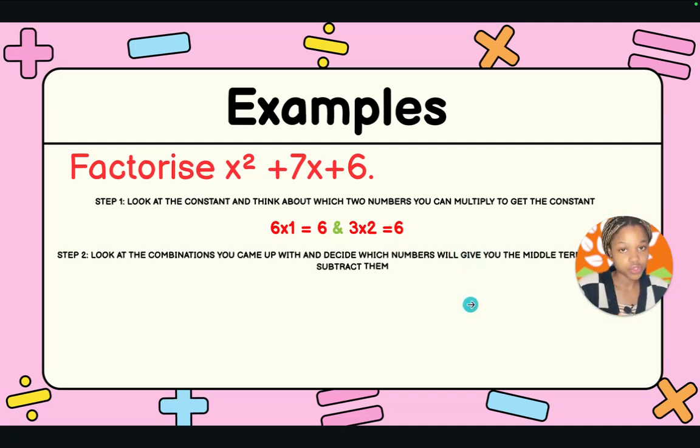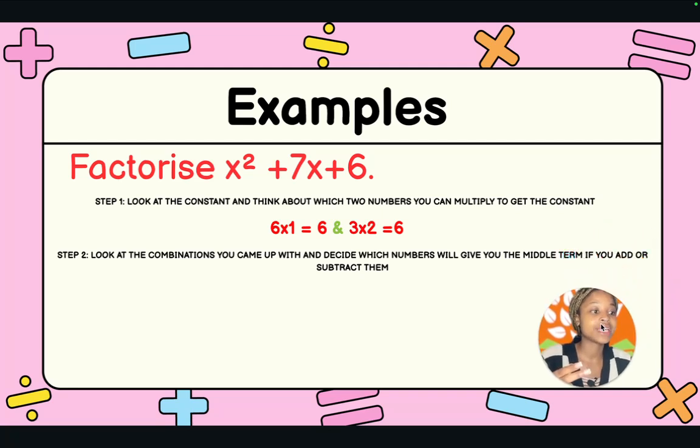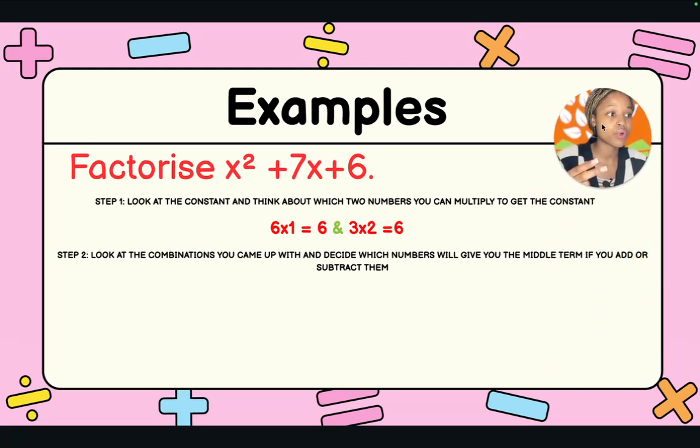But step 2, we need to look at the combinations we came up with. So we had 6 and 1, and we had 3 and 2. We need to look at those two sets of numbers and decide which numbers will give us the middle term if we add or subtract them. Okay, this is what I mean. Here's the middle term, it's 7x, but let's look at the 7, right? 6 and 1: if I add 6 and 1, it's going to give me 7. So that checks out, right? But 3 and 2 is not going to give me 7. If I add 3 and 2, it's going to give me 5. It's not going to give me 7.